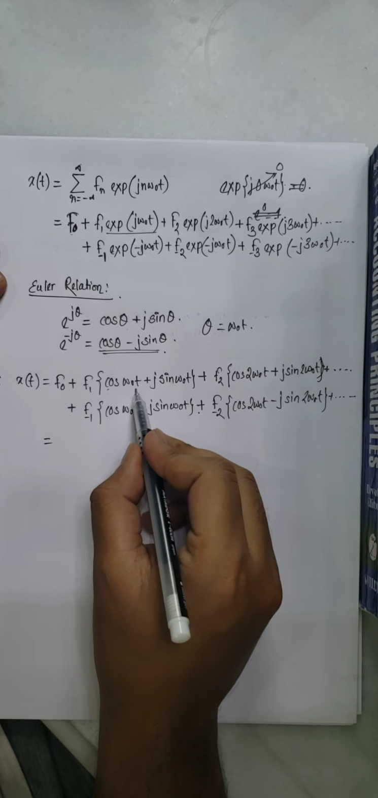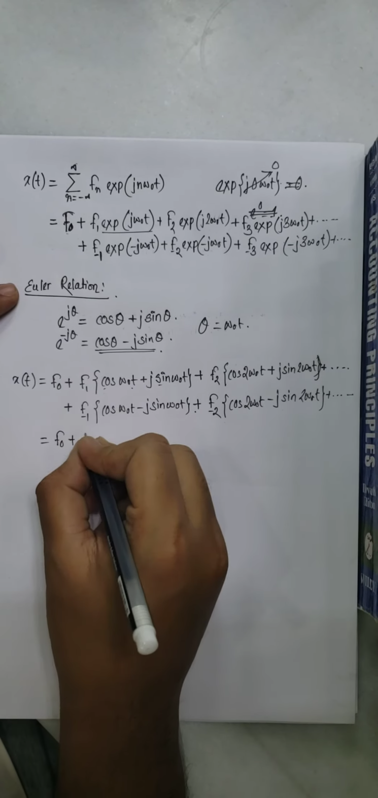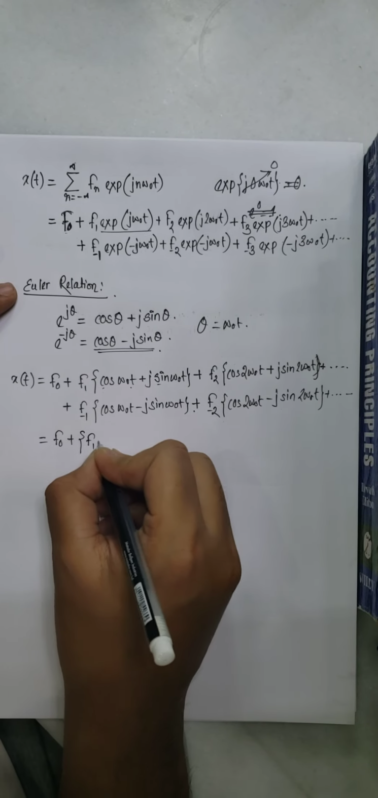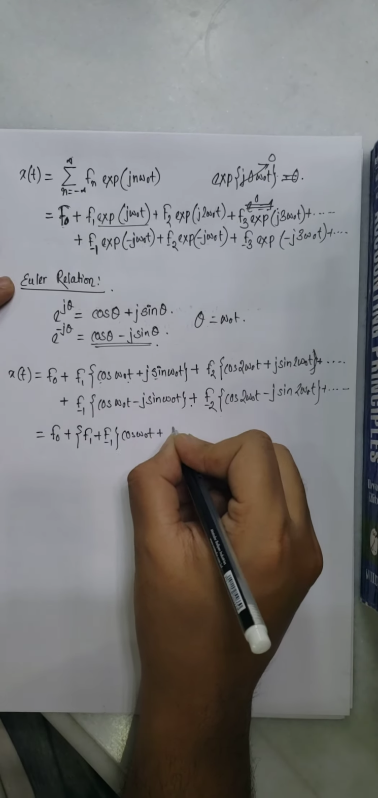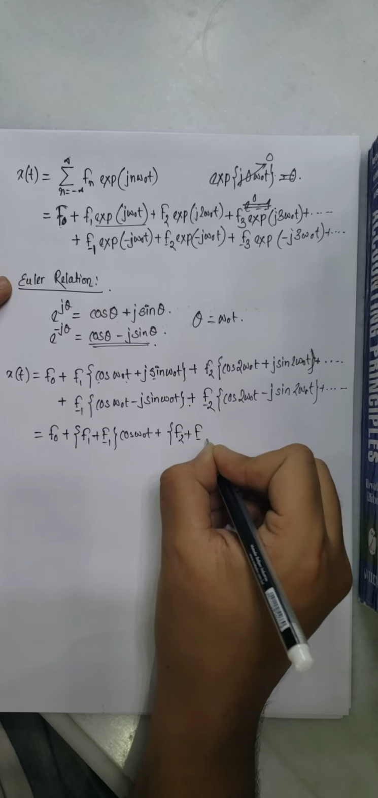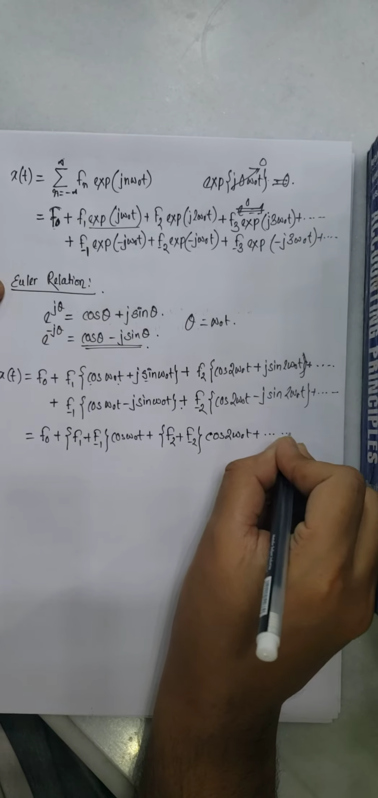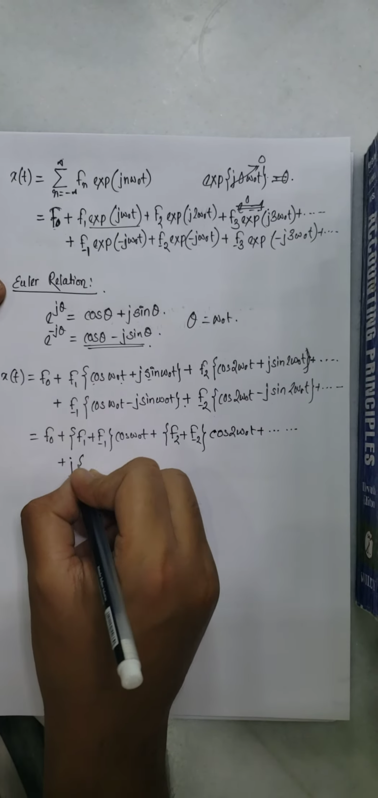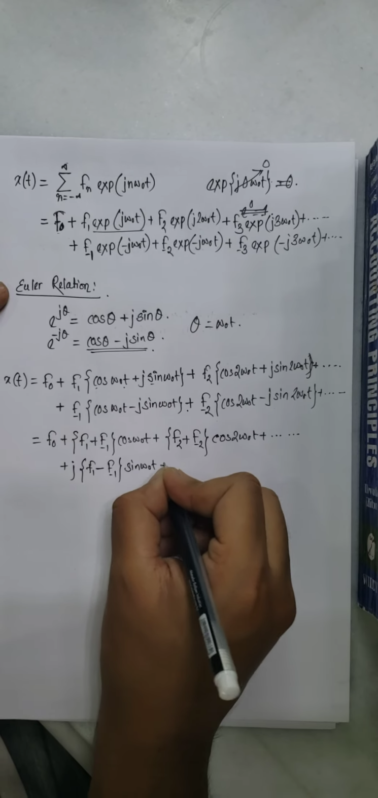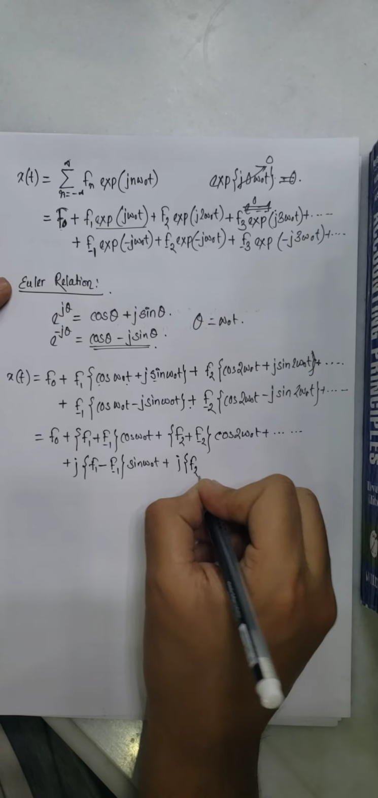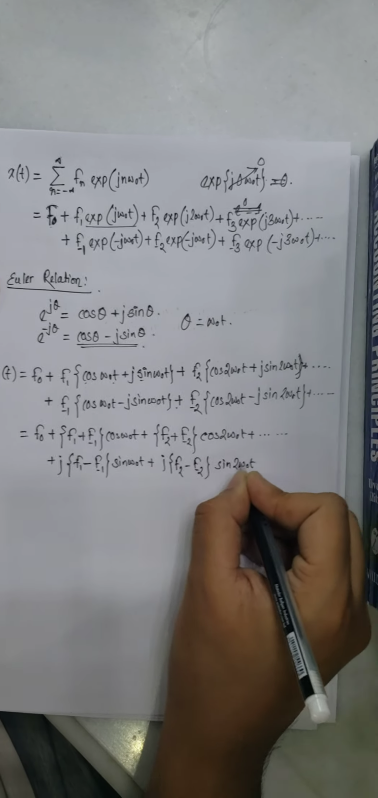Now let us factor out cosine of omega naught t and sine of omega naught t from these terms, and the equation becomes something like this: f0 plus the summation of f1 plus f of -1 times cosine of omega naught t, plus f2 plus f of -2 times cos of 2 omega naught t, and this goes on so forth, plus j times f1 minus f of -1 times sine of omega naught t, plus j times f2 minus f of -2 times sine of 2 omega naught t, and this goes on so forth.